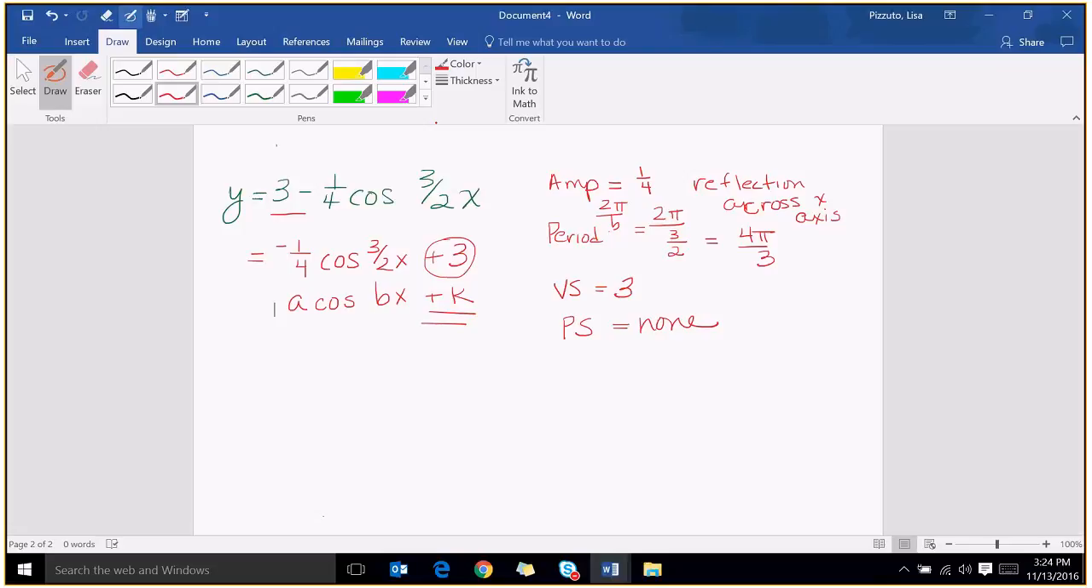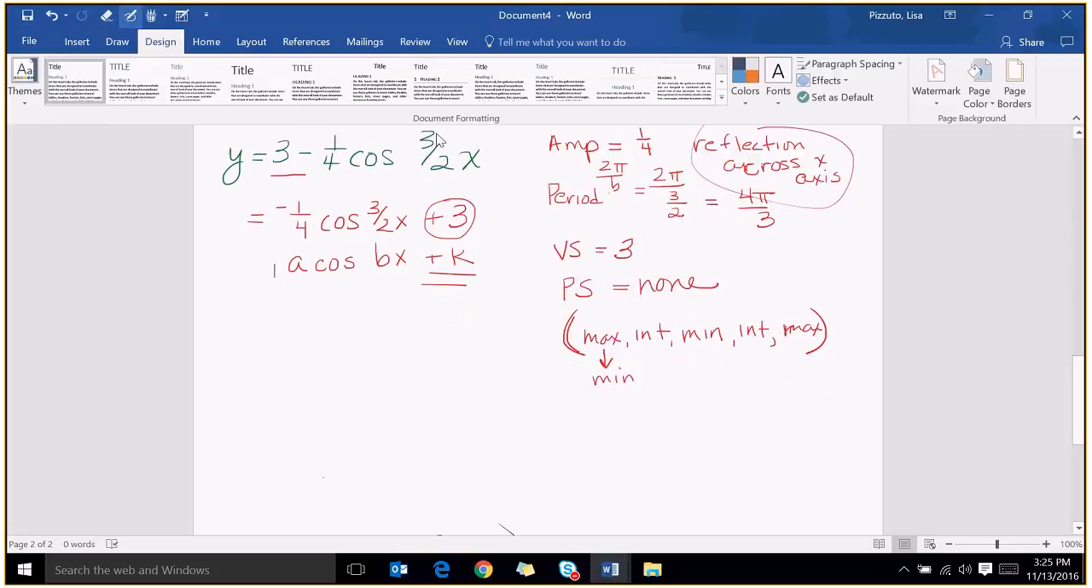So the only other thing I want to mention before we start graphing it is, remember your 5 critical points? For cosine, it's maximum, intercept, minimum, intercept, max. But because we have a reflection over the x-axis, instead of starting at the maximum, we're going to start at the minimum.